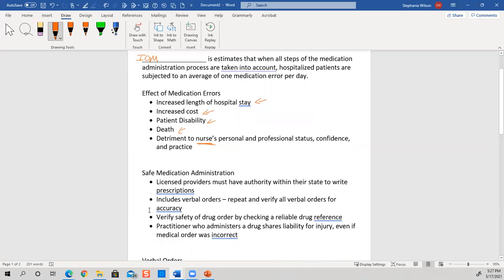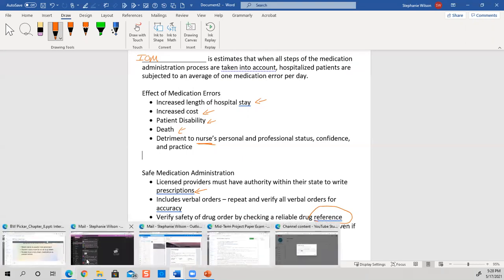Safe medication administration. It states in there that licensed providers must have the authority within the state they're working in to prescribe the medication. This includes verbal orders: repeat and verify all verbal orders accurately. Just because you hear somebody doesn't mean you're really listening to them. So it's very important that you repeat, so there is a clear understanding of exactly what's been stated. Verify the safety of the drug order by checking a reliable drug reference. You don't want to compare a drug reference from 1963 to one from 2025, so make sure you pick the up to date one. Everything changes.